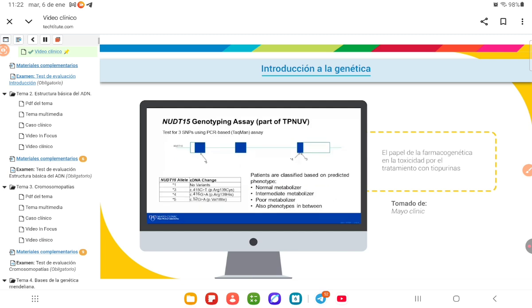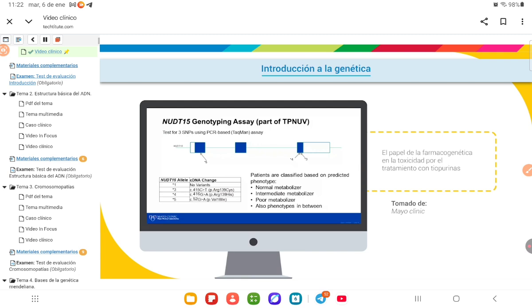This slide shows a similar diagram, but now for the NUDT15 gene. As you can see on this diagram, our laboratory is able to detect 3 single nucleotide polymorphisms with our assay. Similar to the TPMT portion of the assay, the genotyping results are then used to categorize patients into groups by predicted NUDT15 activity phenotype, including normal metabolizer, intermediate metabolizer, and poor metabolizer based on the alleles detected.